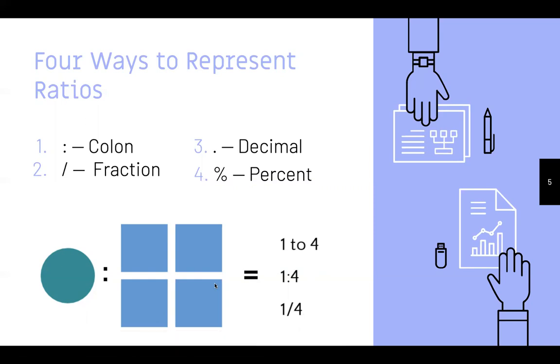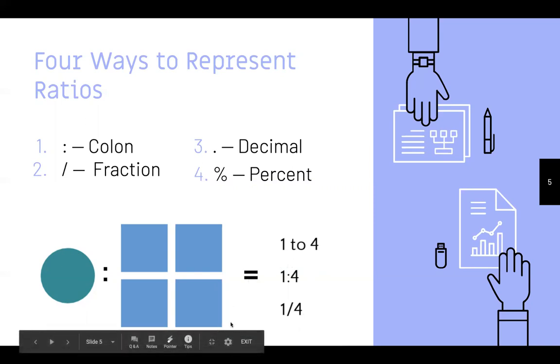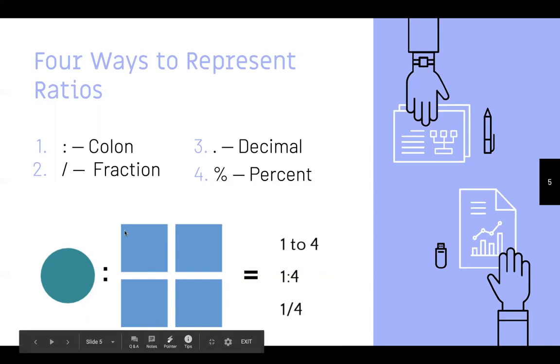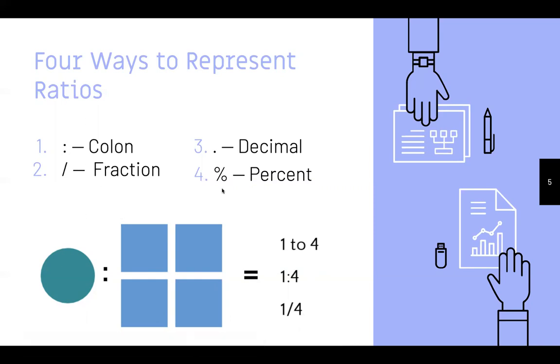So for instance, let's say we had 2 circles. Well, it's saying that we would have 8 squares, and we will see how to solve for that later. But just to get comfortable, really any way you use these four, they will all be correct. And if we want to use a decimal, we could say 0.25 is the same.